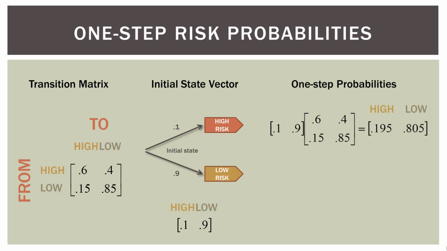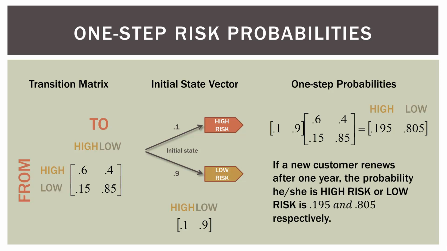So we figured this out as far as one step into the future. We multiplied our initial state vector, which is 0.1 and 0.9, times our transition matrix, which is there next to it. And when we do that, we come up with a probability in the high category of 0.195 and in the low category 0.805. So what this means is that if a new customer renews with us after 1 year, the probability that he or she is high risk or low risk is 0.195 and 0.805 respectively.